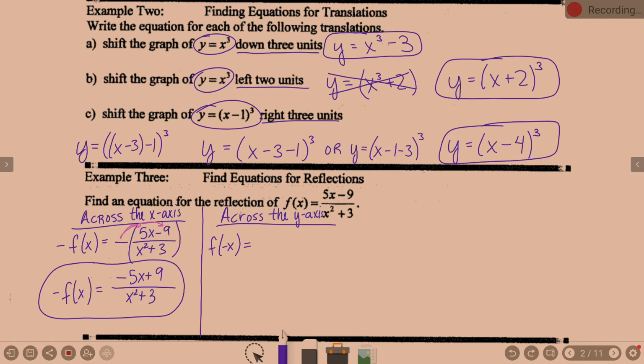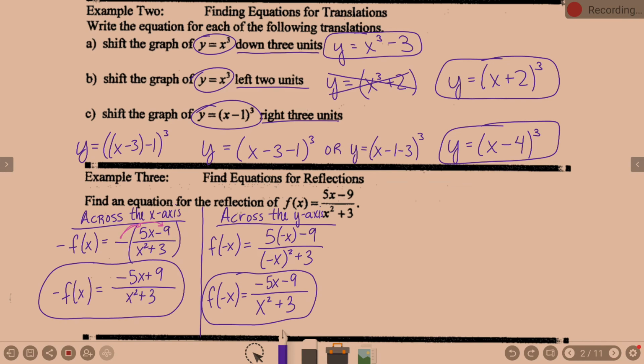So, on top, it's 5x minus 9. So instead of 5 times x, 5 times negative x minus 9. I'll clean this up in a moment. On bottom, it's x squared plus 3. Instead of x to the second, I'm going to say negative x to the second plus 3. So, on top, what is 5 times negative x? Negative 5x, so I have negative 5x minus 9 over, what is negative x quantity squared? Positive x squared plus 3. So my reflection across the y-axis is negative 5x minus 9 over x squared plus 3.